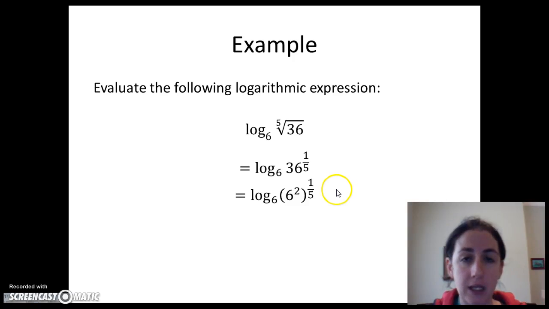Go back to your properties in earlier sections. Power of a power, you multiply. So that gives us log base 6 of 6 raised to the 2/5. Now the base of the logarithm and the base of the exponential function match. They cancel each other, and we're left with 2/5.